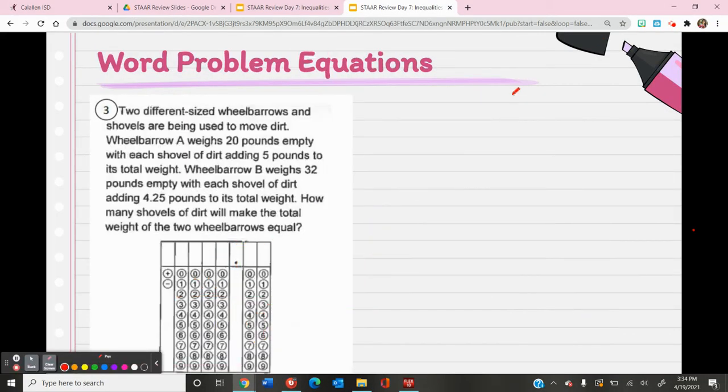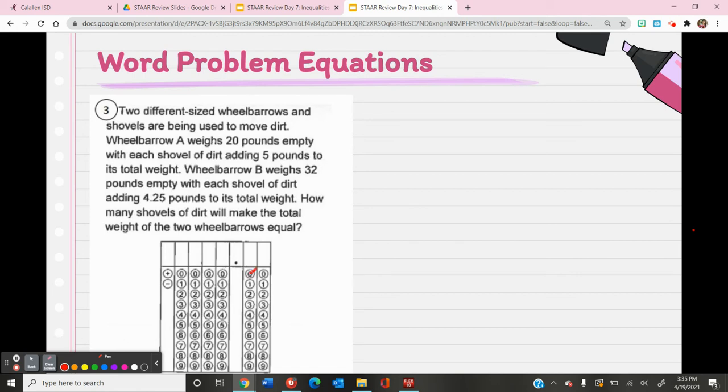For number 3, it says 2 different sized wheelbarrows and shovels are being used to move dirt. Wheelbarrow A weighs 20 pounds empty, with each shovel of dirt adding 5 pounds to its total weight. Wheelbarrow B weighs 32 pounds empty, with each shovel of dirt adding 4.25 pounds to its total weight. How many shovels of dirt will make the total weight of the 2 wheelbarrows equal?